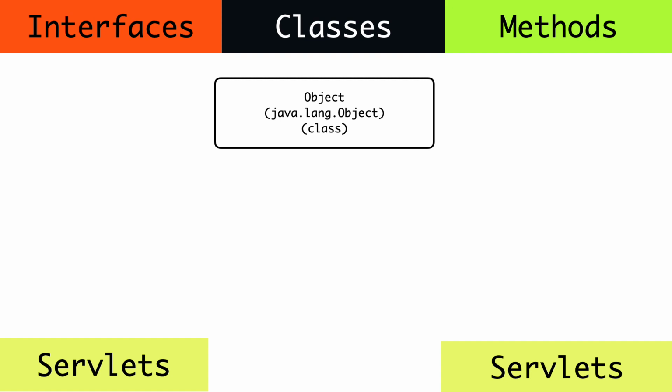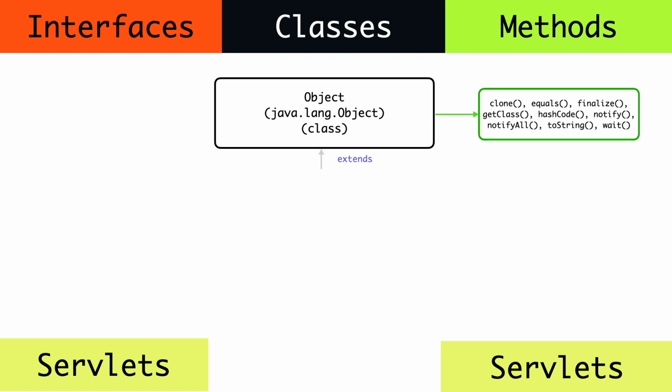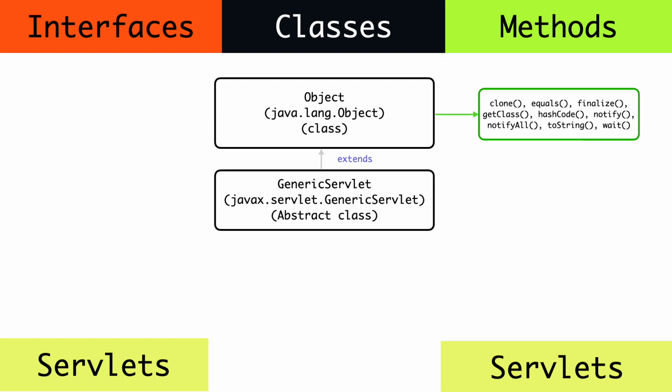Our supermost class in Java is the Object class, and every class in Java extends the Object class, which means that all the methods which are part of the Object class are part of every other class, because every other class inherits methods from the Object class. In the same way, we have an abstract class called GenericServlet, which extends the Object class, which means that methods which are part of the Object class are also part of GenericServlet.